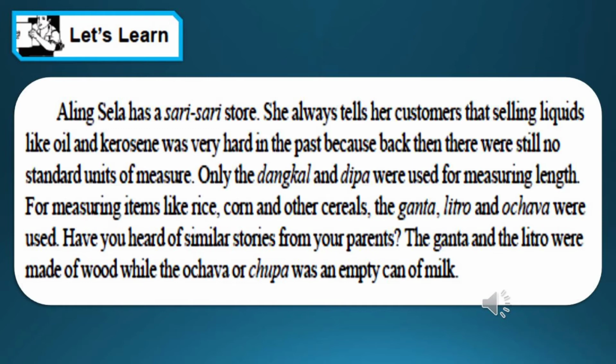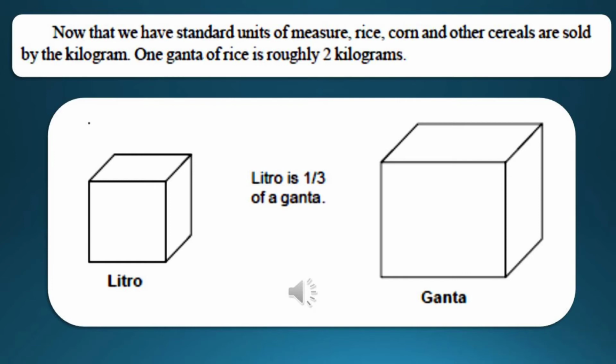Have you heard of similar stories from your parents? The ganta and the litro were made of wood, while the otsaba or chupa was an empty can of milk. Now that we have standard units of measure, rice, corn, and other cereals are sold by the kilogram. 1 ganta of rice is roughly 2 kilograms. And litro is 1/3 of a ganta.